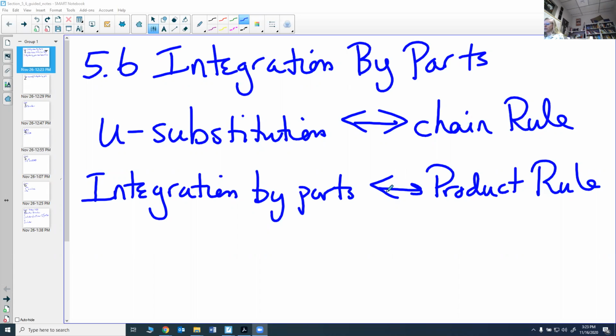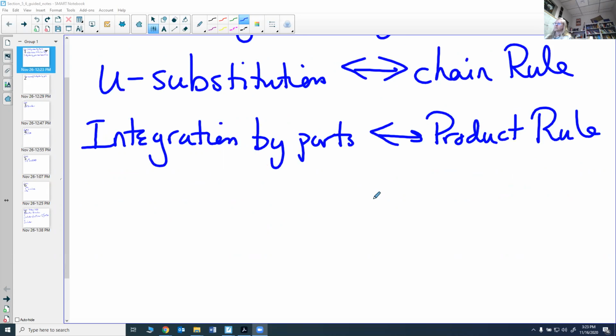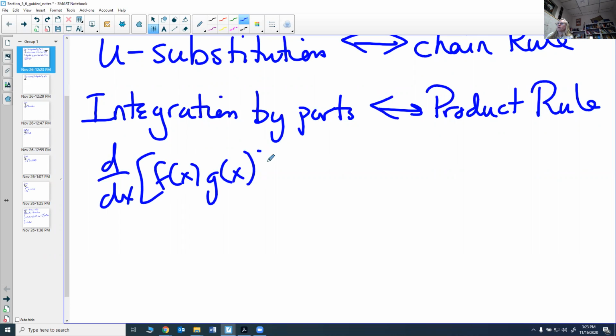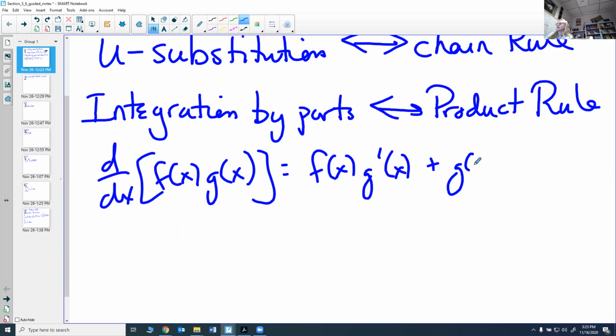So let's start with the product rule. I want to show you what this method looks like. The product rule is that the derivative of a product, the derivative of f of x times g of x, is the first times the derivative of the second plus the second times the derivative of the first. So it's f of x times g prime plus g of x times f prime.